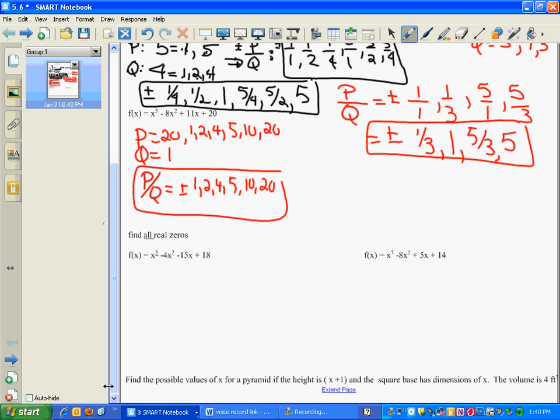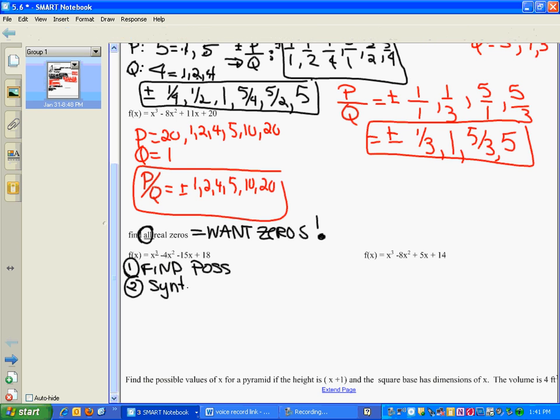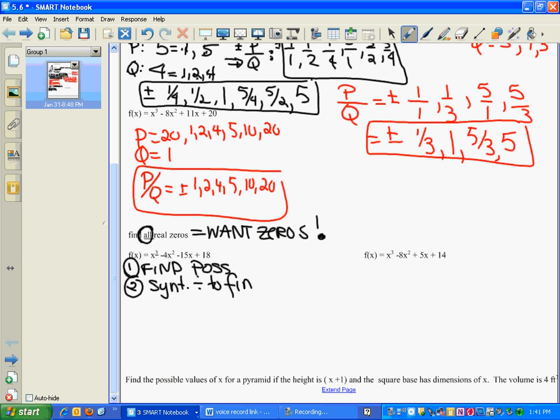Now notice the difference in the terminology. Find all the real ones. This doesn't mean the possibilities. I want the zeros, not the possible ones. You've got to do the possible ones and then eliminate down. So first you're going to find the possibles, and then you're going to use synthetic division to find the ones that work.